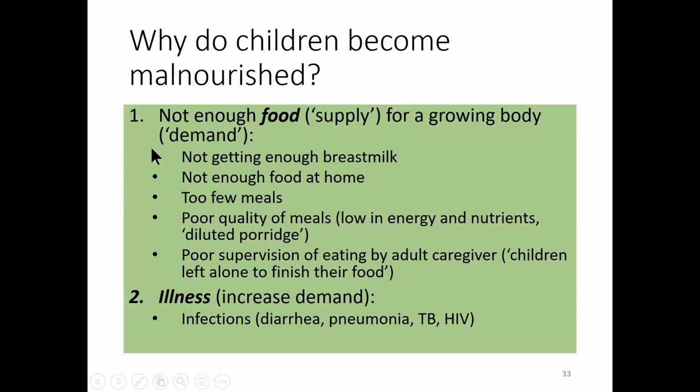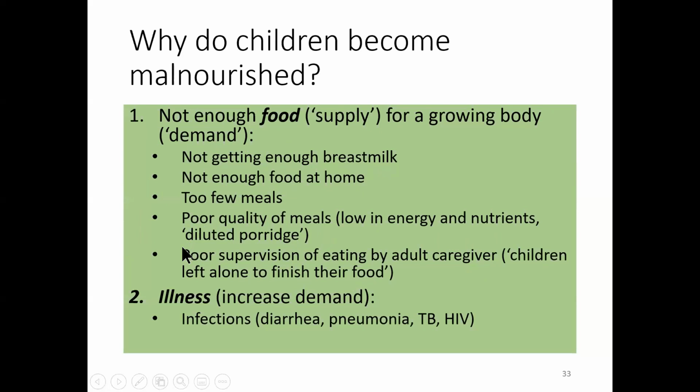So the issue there can be that maybe there's not enough food supply for a growing body. So there's more demand than what the food available can meet. So these are kids who are not getting enough breast milk, not getting enough food at home, or getting too few meals, or they may be getting too many meals but of poor quality, with low energy and nutrients, or diluted porridge. So this also is going to contribute to malnutrition, as is poor supervision of eating by adult caregivers.